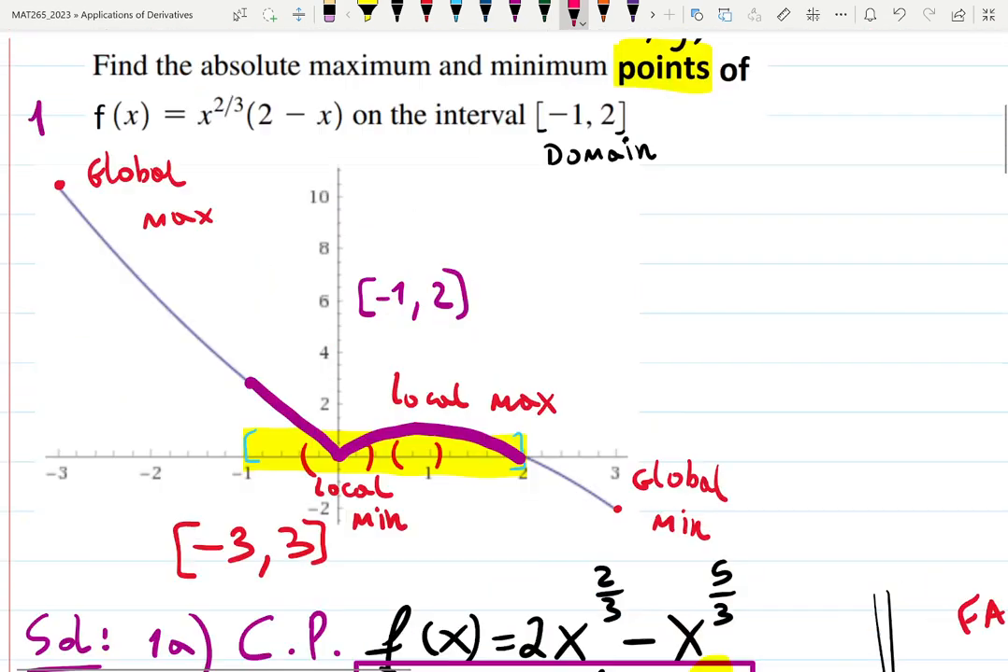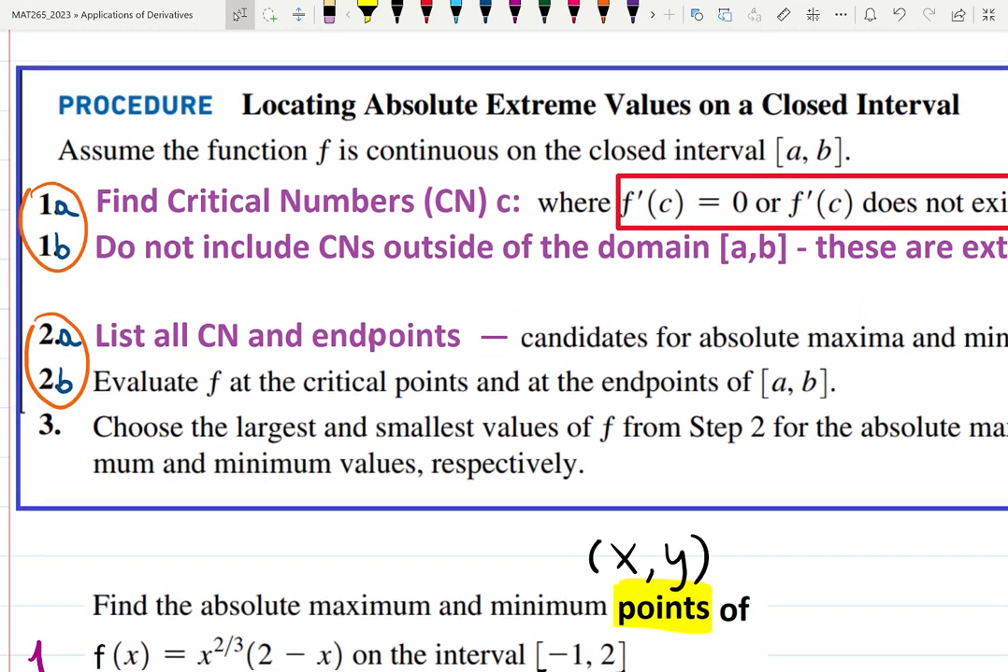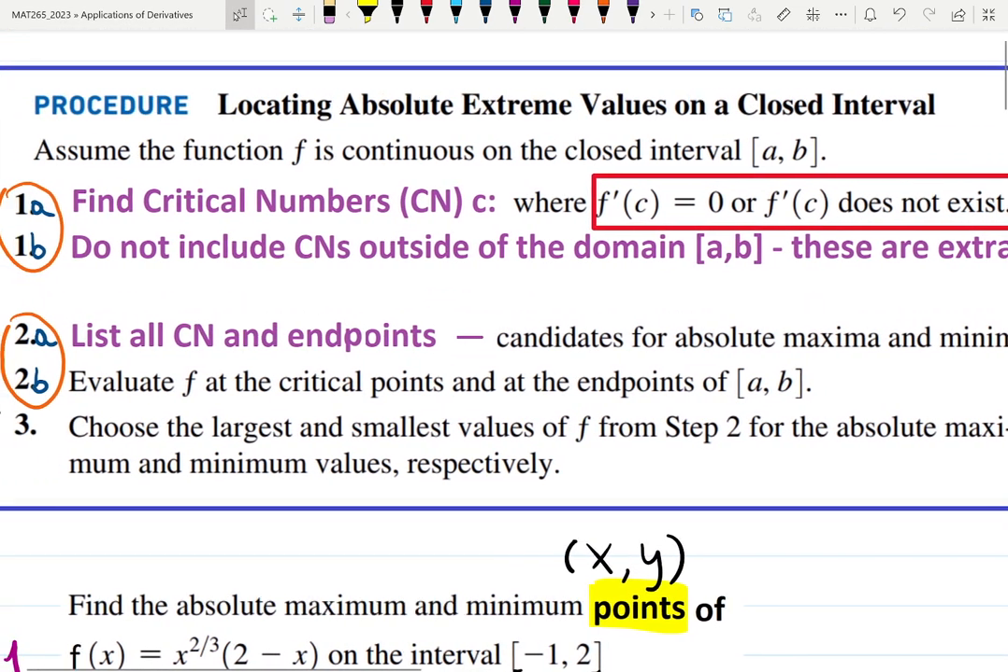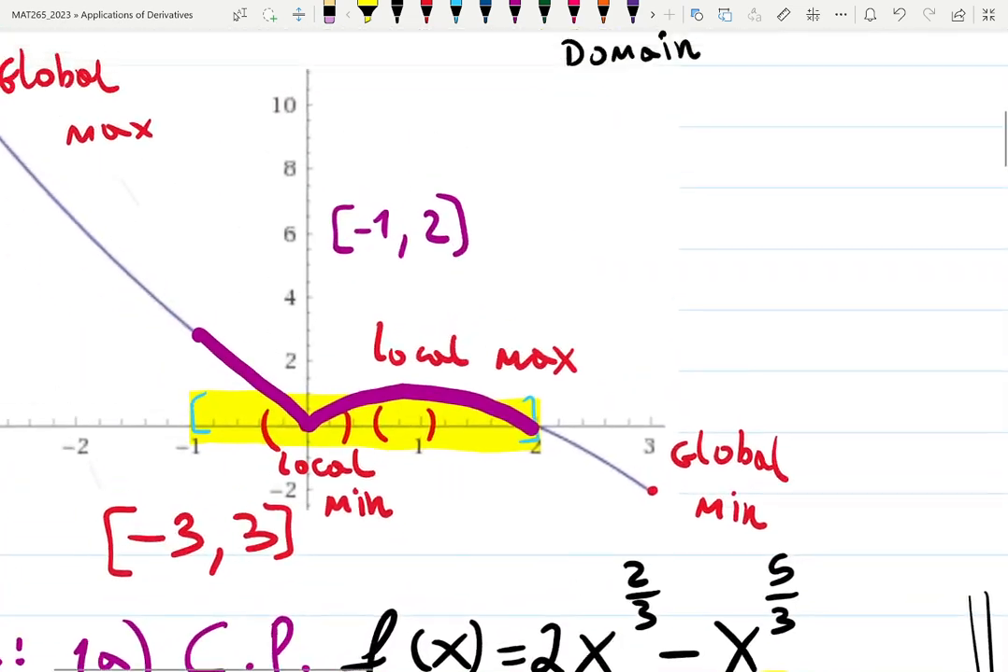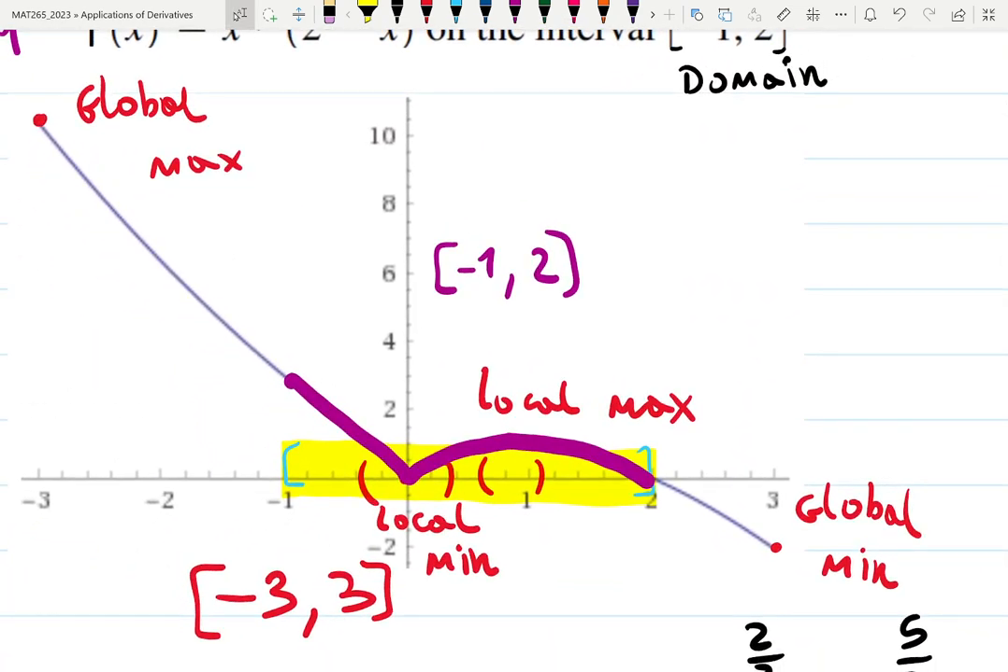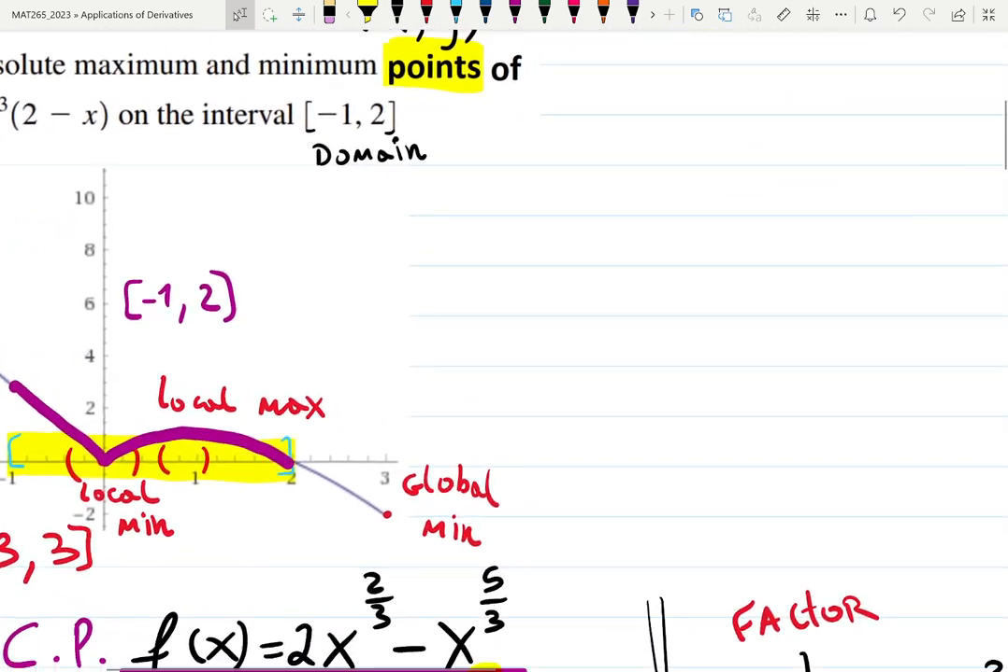Don't move after this. Let me slow down. Do not include critical numbers outside of the domain. These are extras. That's my way of explaining it. Don't include extras. As always, check out those graphs. You might have a critical point.